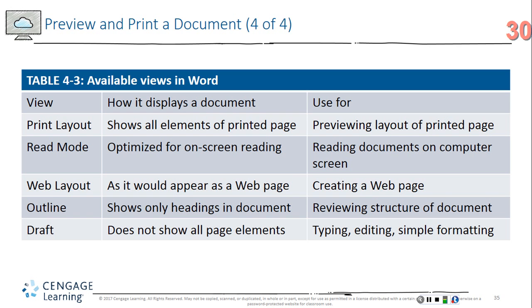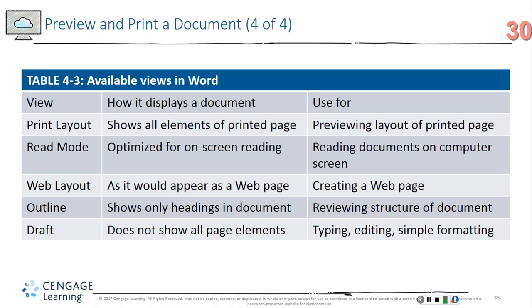Web layout gives you the appearance of how the text would appear on a web page, and that's typically used for creating a web page. Outline shows only headings in the document, and that's for reviewing the structure of a document. And then lastly, draft does not show all page elements; it's for typing, editing, and simple formatting. So those are the available views in Microsoft Word. That's the last slide for this module.